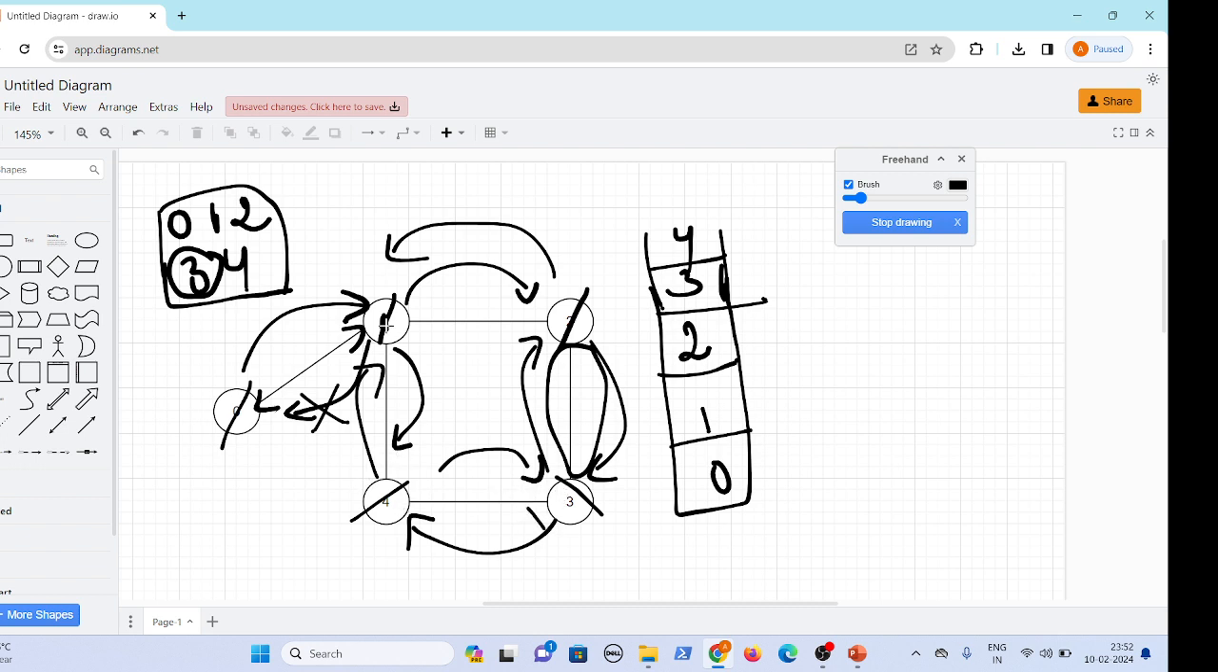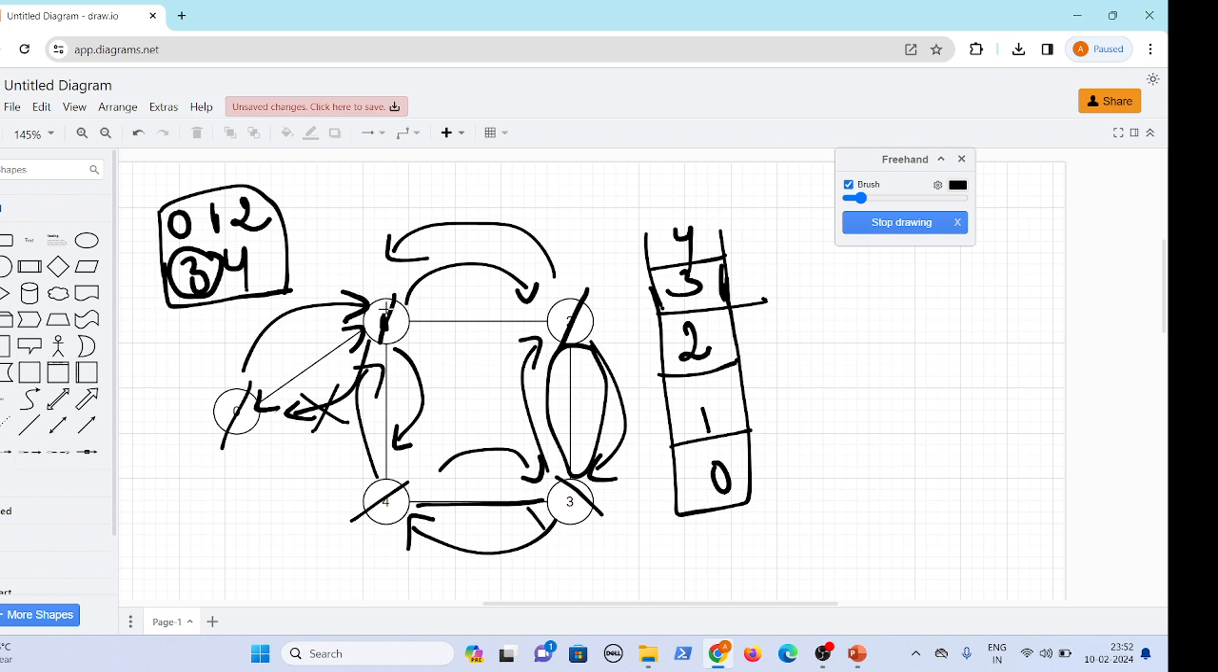Now check about 1. 1 is in visited. Is 1 parent? No, you came from 3. 4's parent is 3, not 1. So you have visited a vertex which is not parent. So what you should do then, this is a condition for the cycle. So cycle exists here.